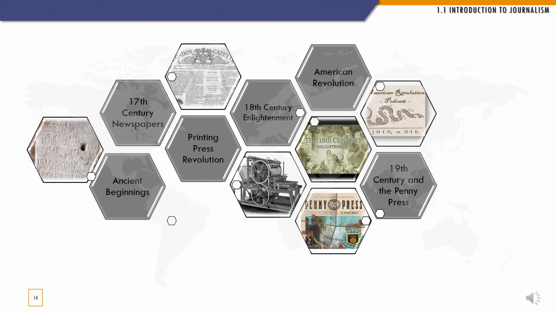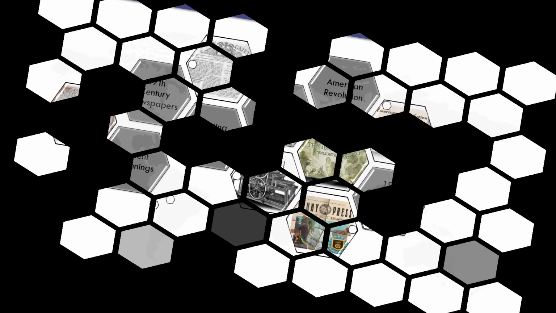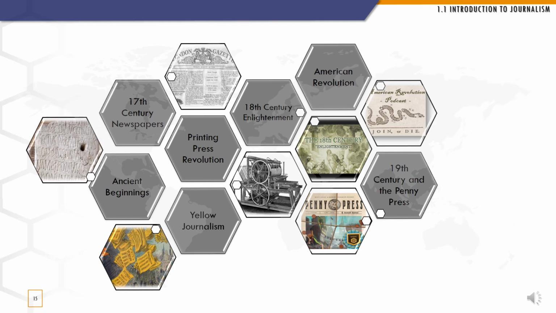Six, 19th century and the penny press. The 19th century saw the emergence of the penny press, making newspapers more affordable and accessible to the general public. This period marked the birth of investigative journalism and the rise of famous figures like Horace Greeley and Nellie Bly. 7. Yellow journalism. In the late 19th century, yellow journalism became popular, characterized by sensationalism, exaggeration, and eye-catching headlines. Publishers like William Randolph Hearst and Joseph Pulitzer were influential in this era.